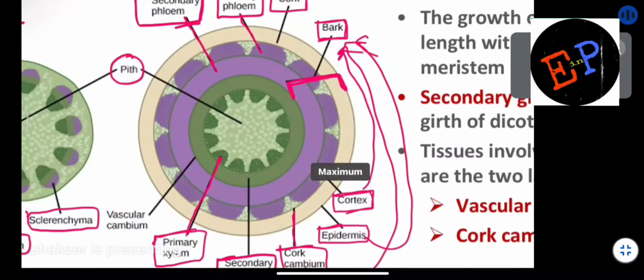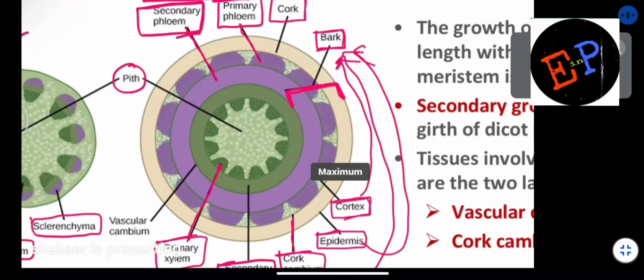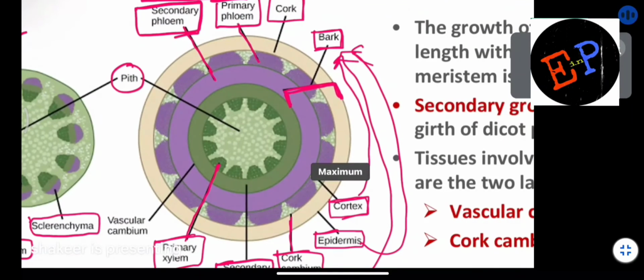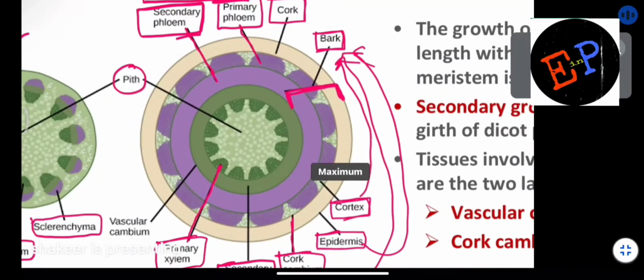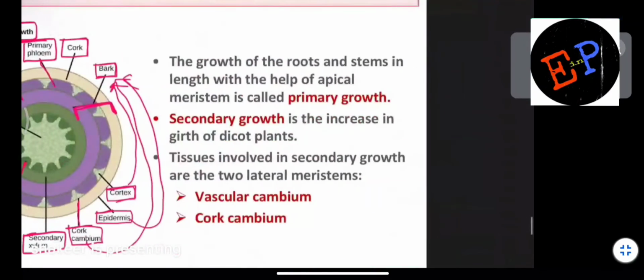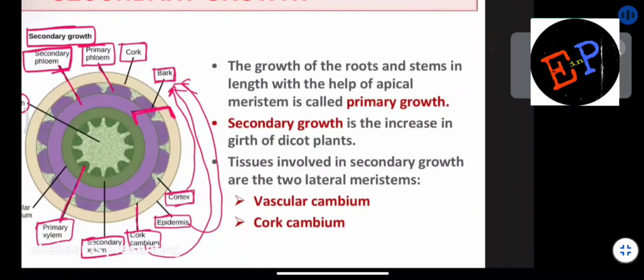Surrounding the cambium, you will have secondary xylem and secondary phloem. Secondary xylem develops towards the inside. Secondary phloem develops towards the outside, out of the cambium. Clear, no? That's it. That's the total study. We will study about secondary growth.